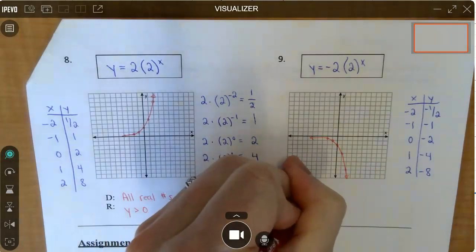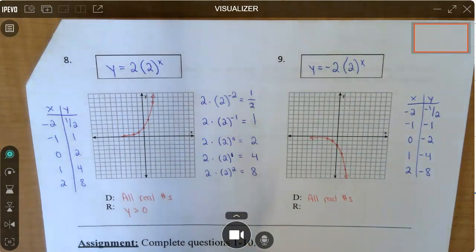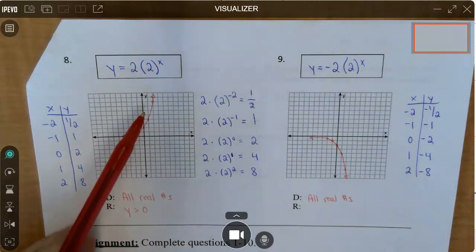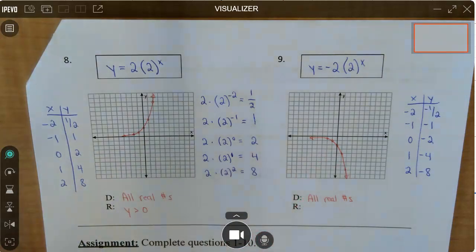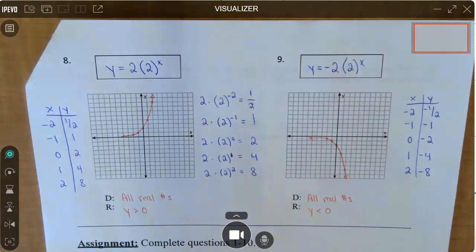Now for your domain, still all real numbers. I can plug in anything I want for the x. But now what's different about your range? Well, over here, everything was above the y-axis. Everything here is below the y-axis. So now my range is y is less than 0.